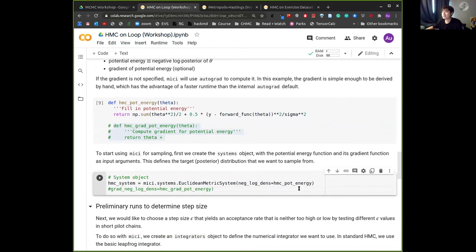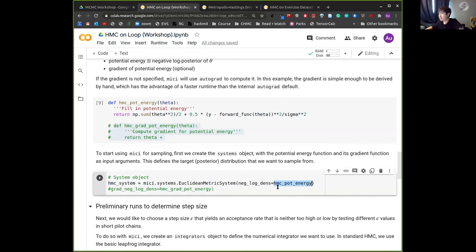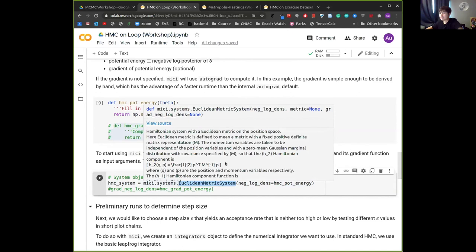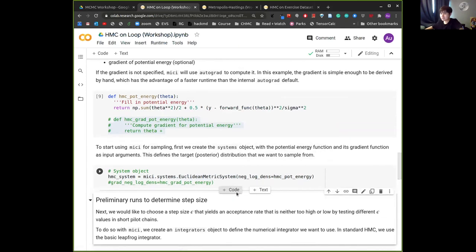Okay, so now we introduce this package called Mici. Mici is an MCMC sampling package written by Matt Graham, who's now a postdoc at the Alan Turing Institute. He wrote this and it works really well, and it's very easy to use. Every time you use it, it's the same procedure. First, you create a system object, and you input the potential energy as a function; the input argument is called neg_log_dens. There are many systems you can create, but here I'm using a Euclidean metric system. It's a Hamiltonian system with a Euclidean metric on the position space, but essentially that just means we are using a proposal function that is a simple Gaussian. So we can do that.